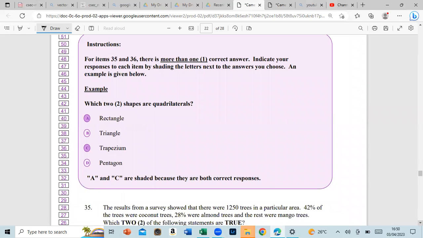All right. For 35 to 36, there is more than one correct answer. Indicate your response to each item by shading the letters next to the answers you choose. An example is given below. So in this part, you have more than one option. So we say which 2 shapes are quadrilaterals? And that would be the rectangle and the trapezium. Triangle has only 3 sides, the pentagon has 5. So you circle the 2 that fit. So don't circle 1 only, it's 2 responses.